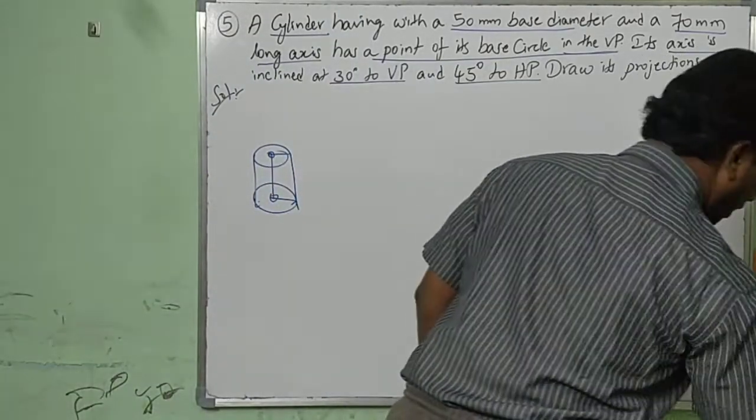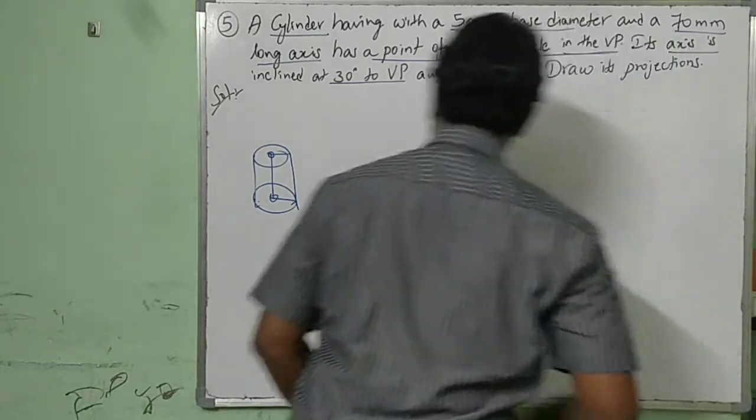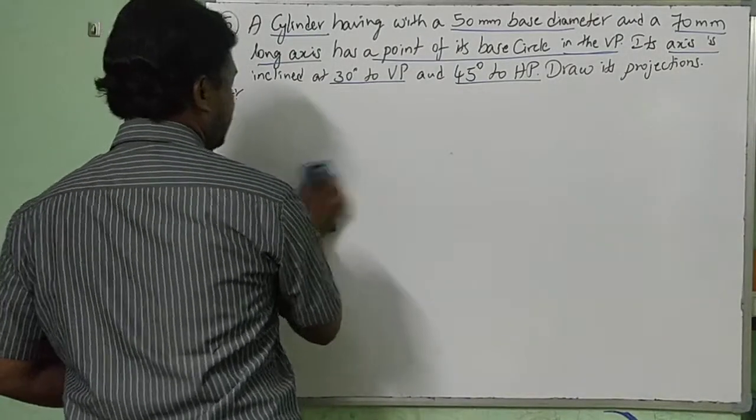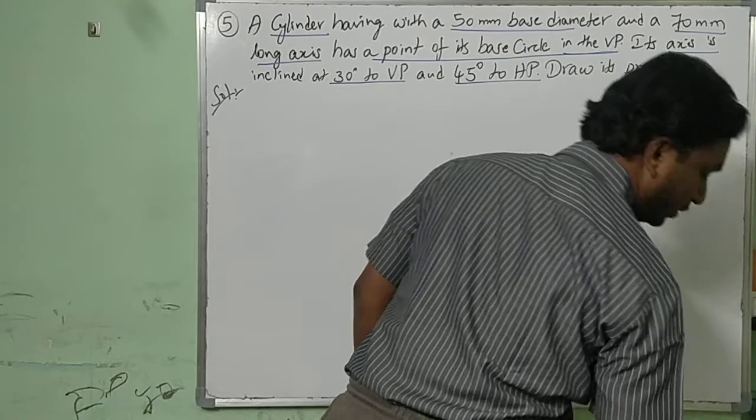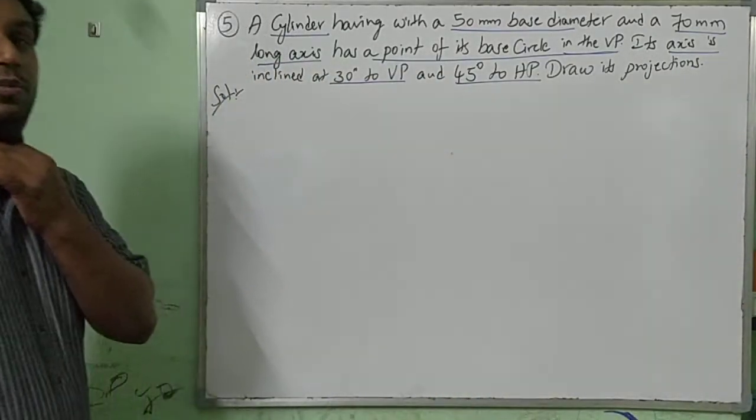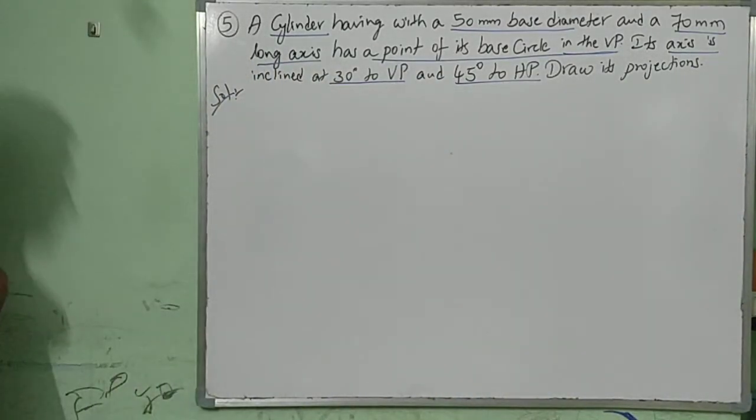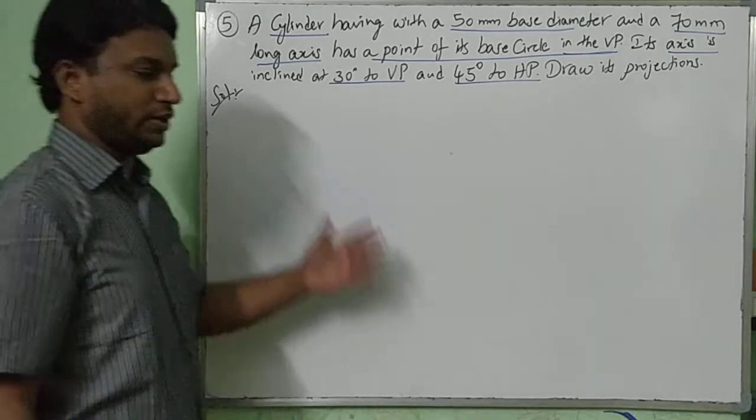Hope you all got an idea how to solve this. Again, this is another important problem. Why? Because the axis is inclined to both the planes, and we are supposed to find out the apparent angle as in the previous problem. We will do it here.